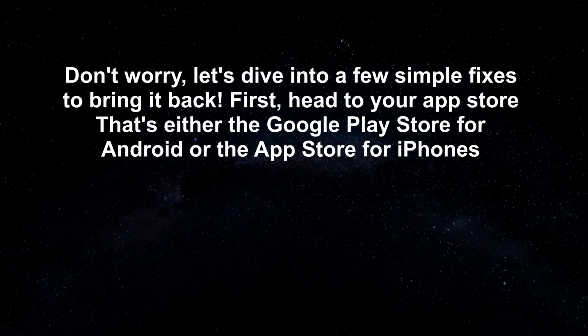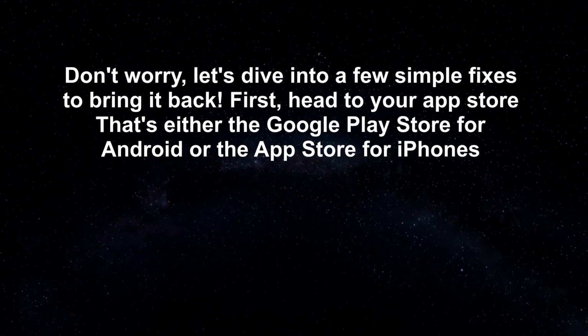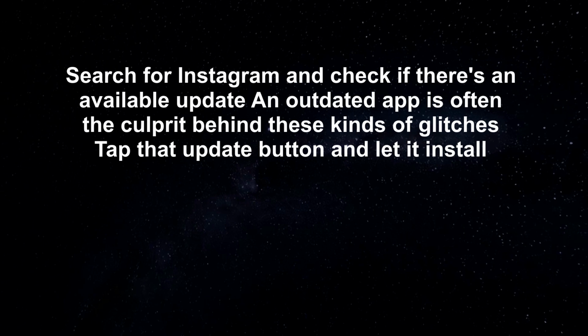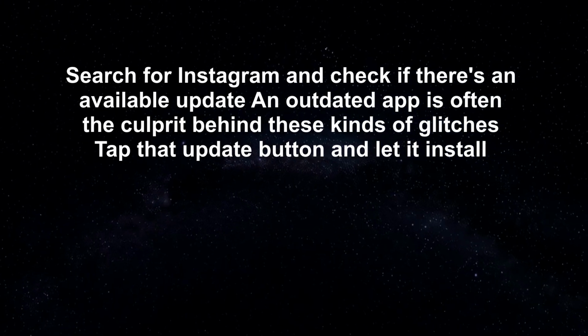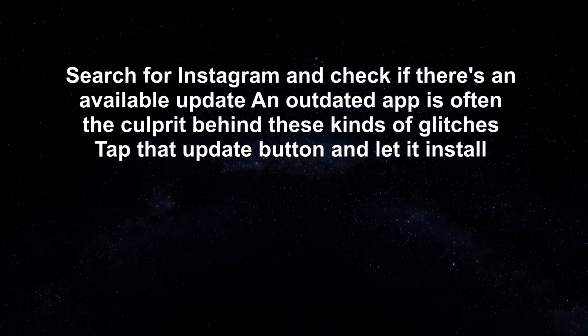First, head to your app store, that's either the Google Play Store for Android or the App Store for iPhones. Search for Instagram and check if there's an available update. An outdated app is often the culprit behind these kinds of glitches. Tap that update button and let it install.